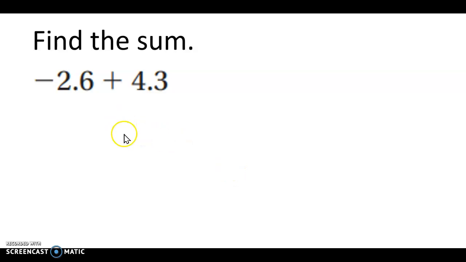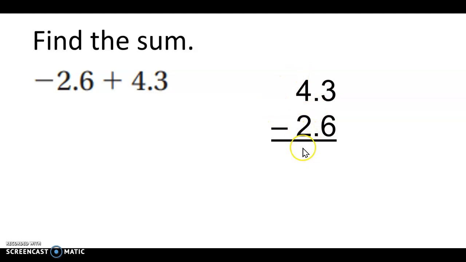So this is what we learned today. First thing you do, stack them. Line those decimals up. Put the bigger absolute value on top. So 4.3 on top, -2.6 on bottom. Decimals are lined up. Different signs, you got to subtract. So on this one, you would have to borrow. So that 4 would become a 3, and the 3 become a 13. So when you subtract, you end up with 1.7. And there's more positives, so it'd be a positive 1.7.